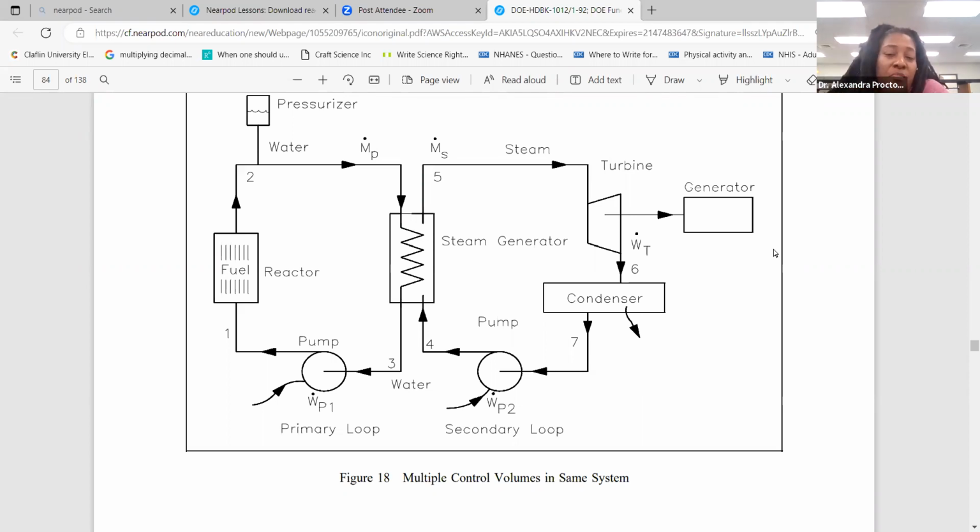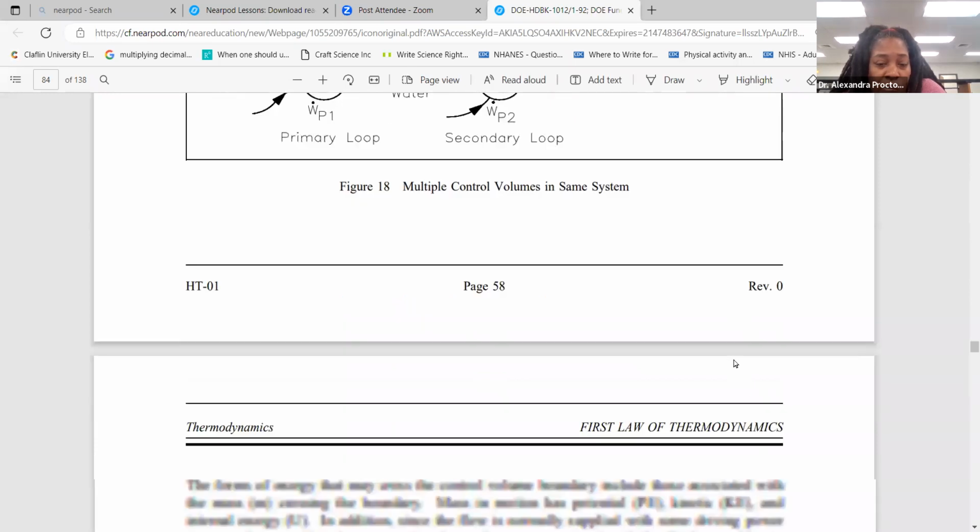They're trying to show you work going into the system and then how mass flows into and out of the system. So they're trying to show you that this is an open system as well.